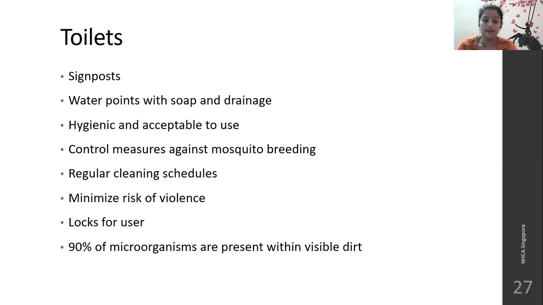Minimize the risk of violence. Toilets are areas prone to many physical assaults and sexual assaults, so care has to be taken. Locks for users should be provided, but locks from inside should not be provided in an inpatient ward. Only locks from outside should be provided. For public use, outside and inside locks can be provided, but for inpatient use, only outside locks should be provided, not inside.